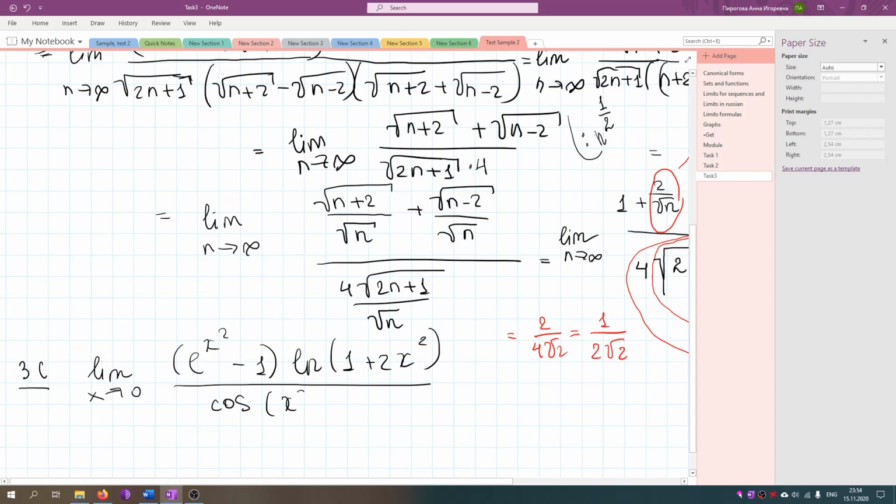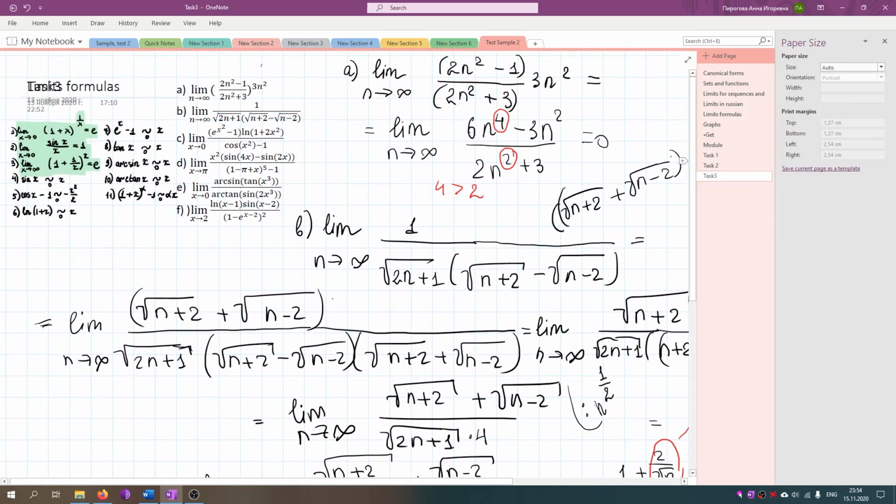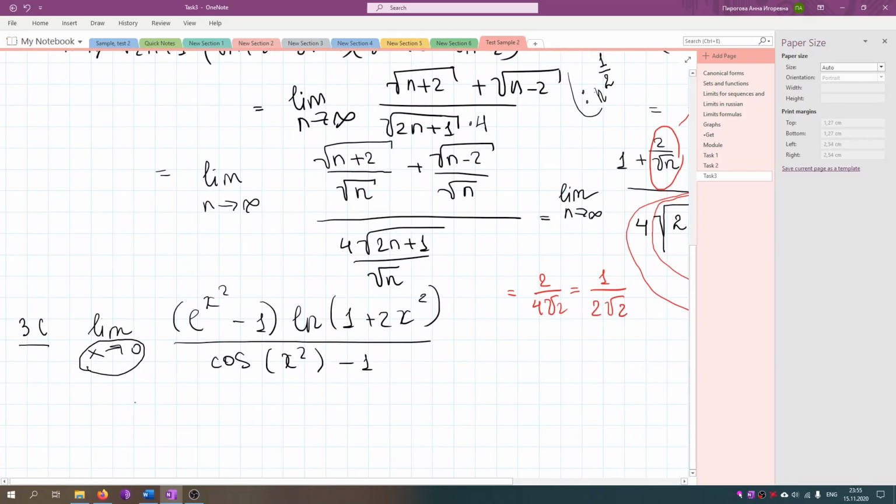Sine squared minus 1. So you can see that we have different functions here, but the hint is that x is close to 0, and this means we can use these formulas about equivalent functions. All we need to do is replace all these functions by the corresponding function with x. So firstly, let's look at our first part.